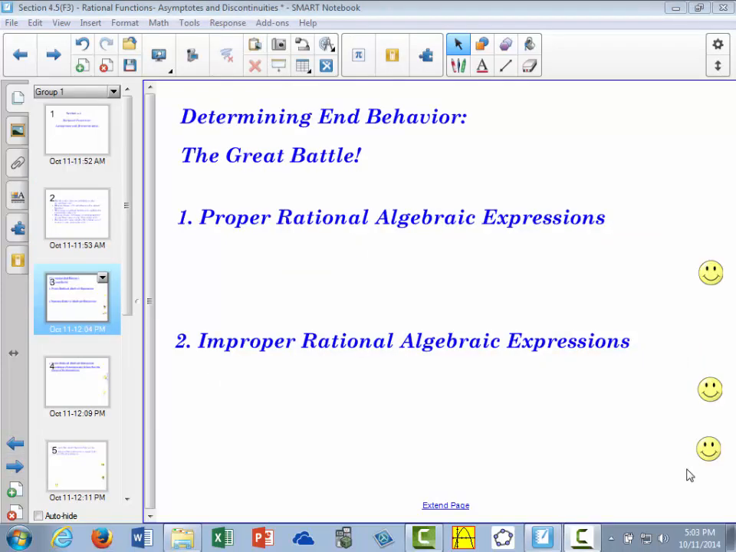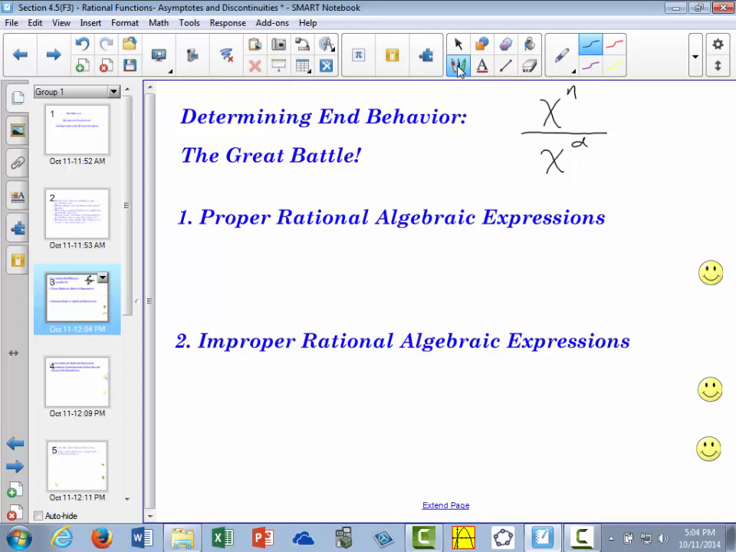To determine the end behavior of a rational function, we need to perform an analysis which I like to call the Great Battle. Remember that a rational function is defined as a polynomial divided by a polynomial. And what we are going to do is compare the degree of the polynomial in the numerator with the degree of the polynomial in the denominator. So we will look at the degree of the numerator versus the degree of the denominator.